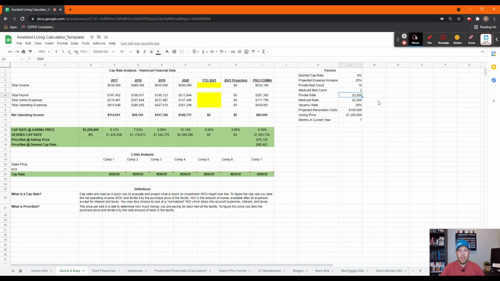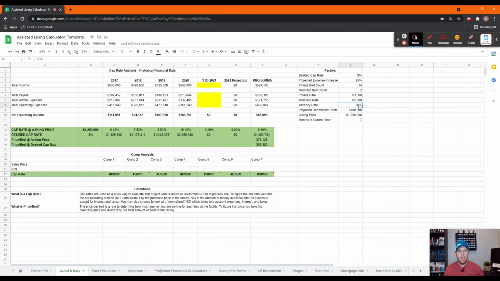So say your private bed is actually $3,600 a month and you had 1,400 beds. You could see that pro forma increased by a few $100, a few $1,000s. I'll take that back down to 3,500, but you can play with it that way. So if you know what those look like, you can project out what your total income is going to be.